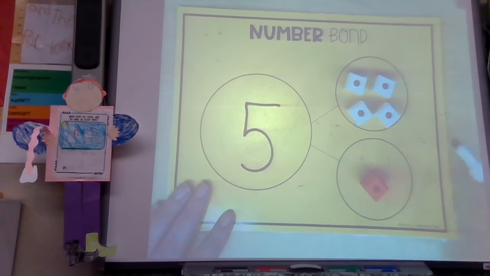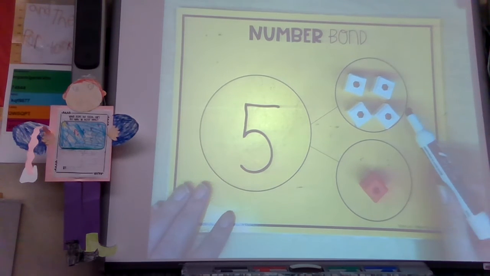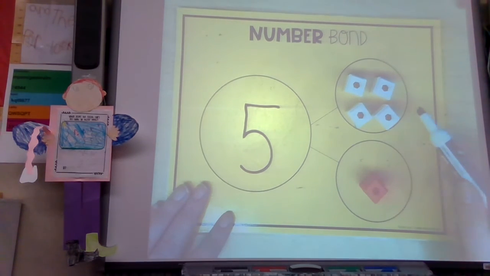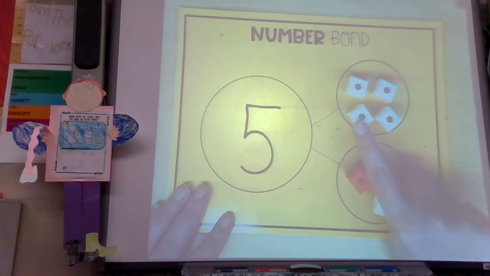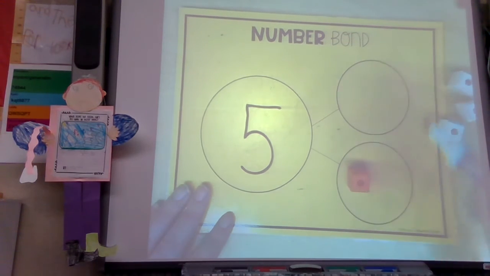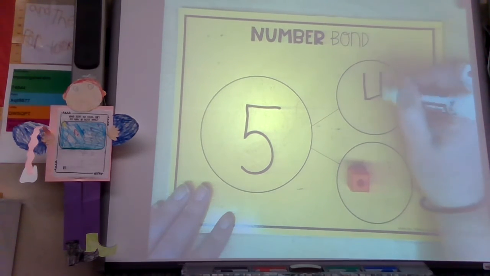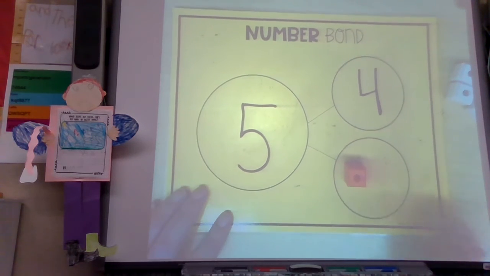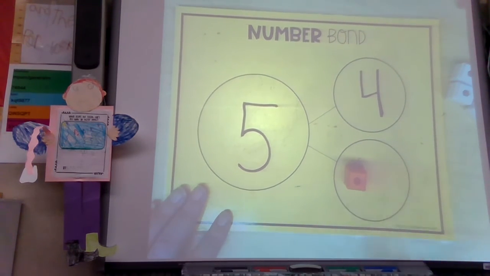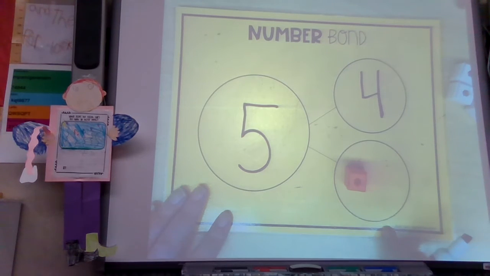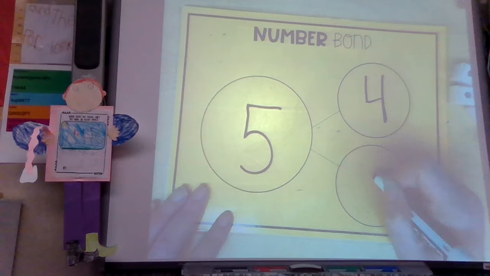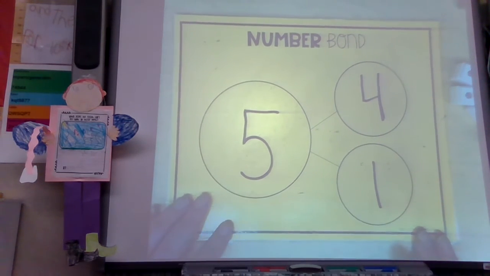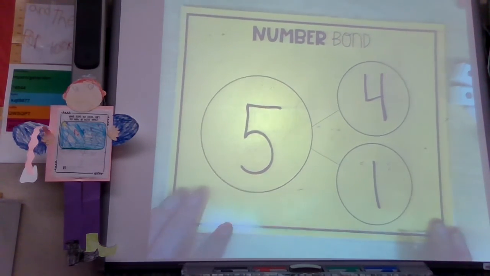Okay, there were baseballs. How many baseballs do we have in this part? 1, 2, 3, 4. Move that over and write a 4. Okay, here's our last part. How many basketballs were there? 1. Let's write a 1 for my basketball. Our number bond is complete.